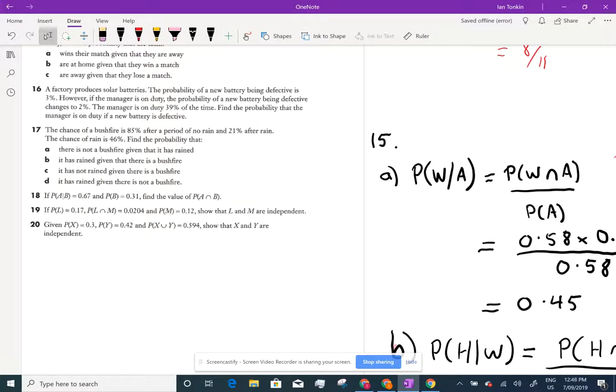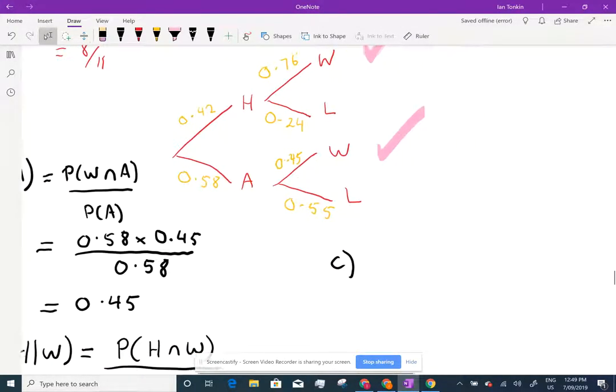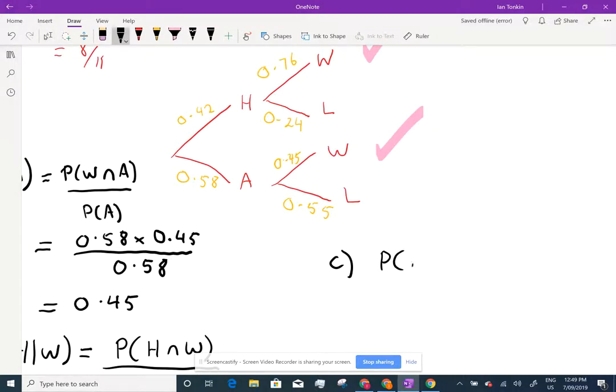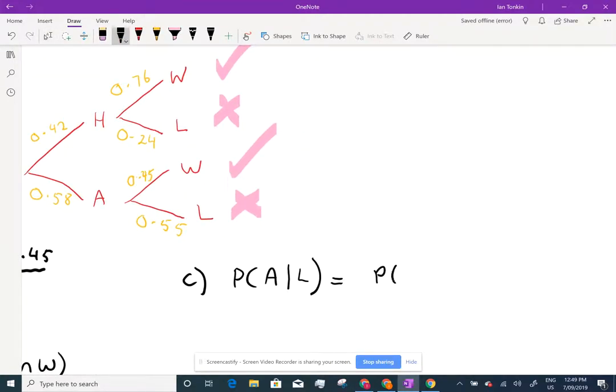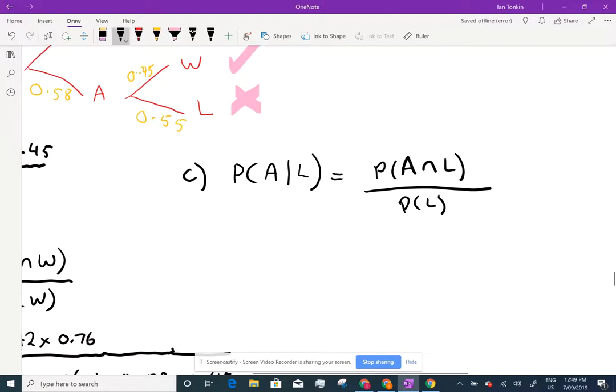Are away given they lose a match. So we want to find the probability that they're away given that they lose. So now we're going to be doing these two. Let's have a look at it. So the probability that they're away and they lose over the probability that they lose. And there are two situations where they lose. You have to look at the tree diagram for that.